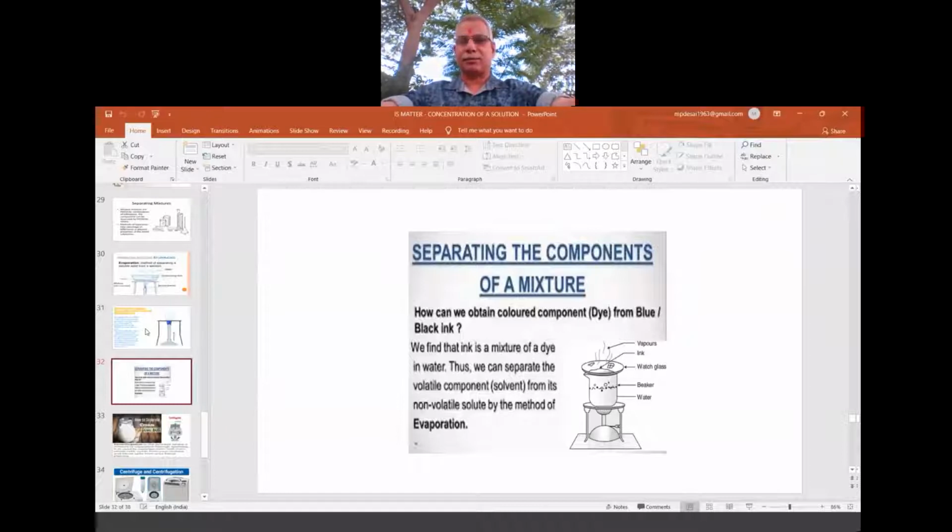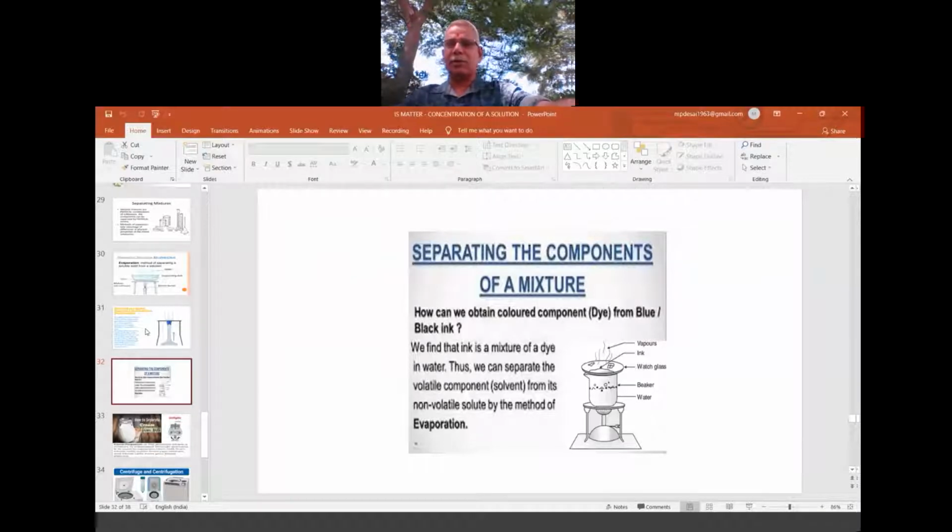So dye means what? It is a color component. One best example we see every day is ink. Fountain pen ink, or ball pen ink. That ink is a dye. That ink is made to dissolve in a suitable solvent, and that is made as ink. Okay, a colored component made to dissolve in a particular solvent, so that it acts as ink and flows easily.